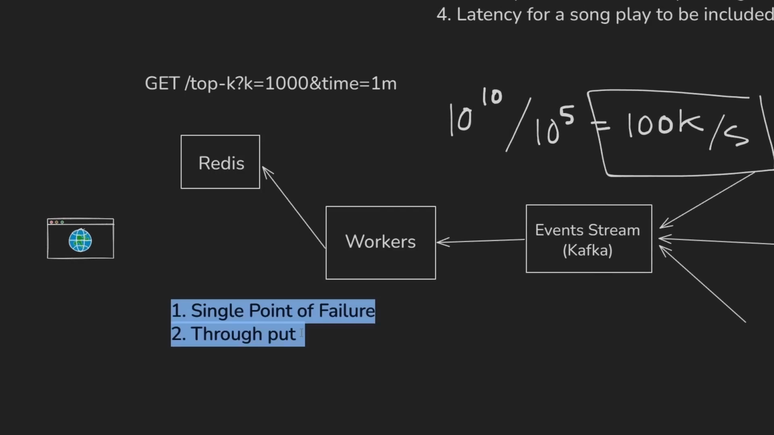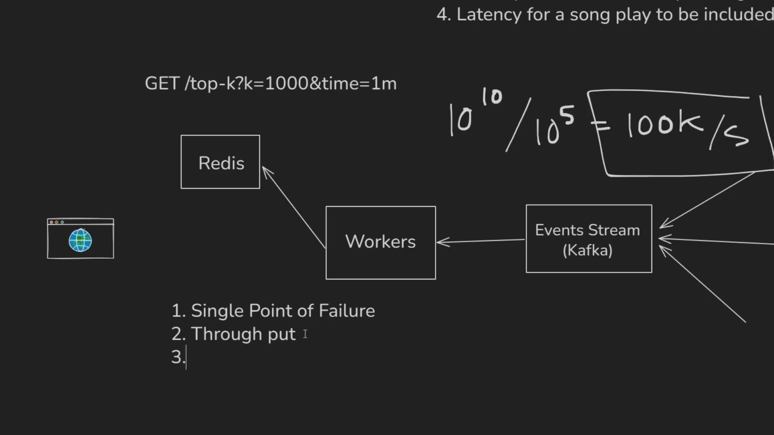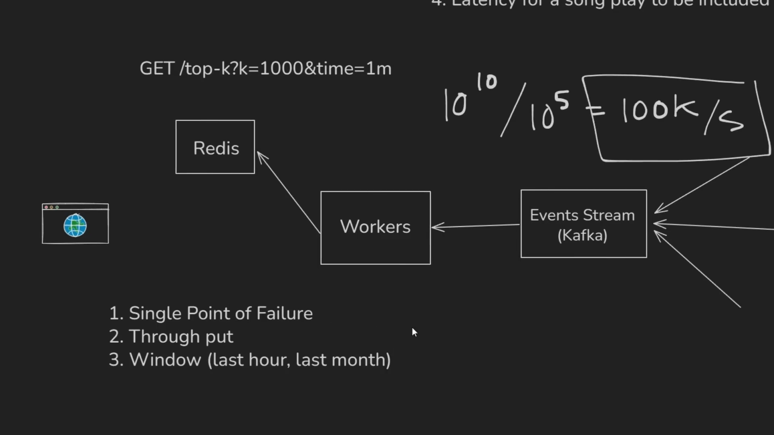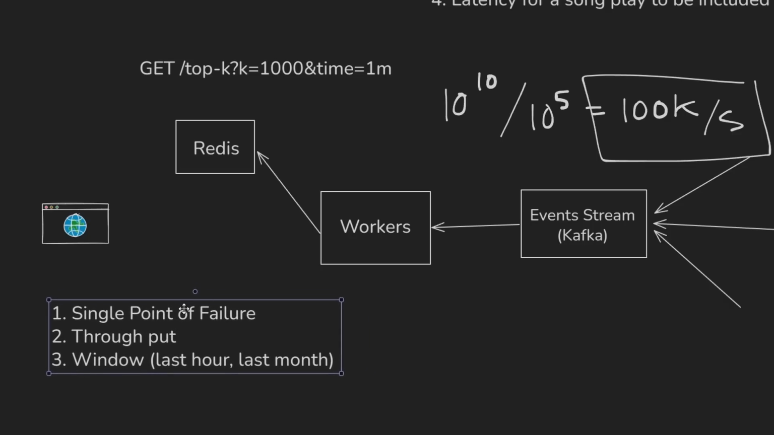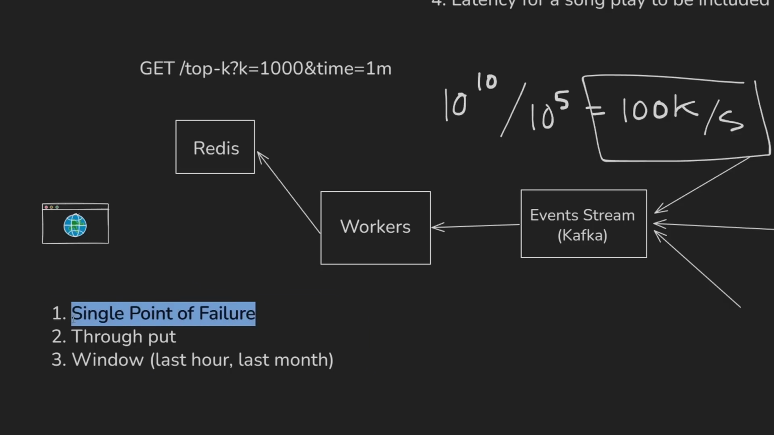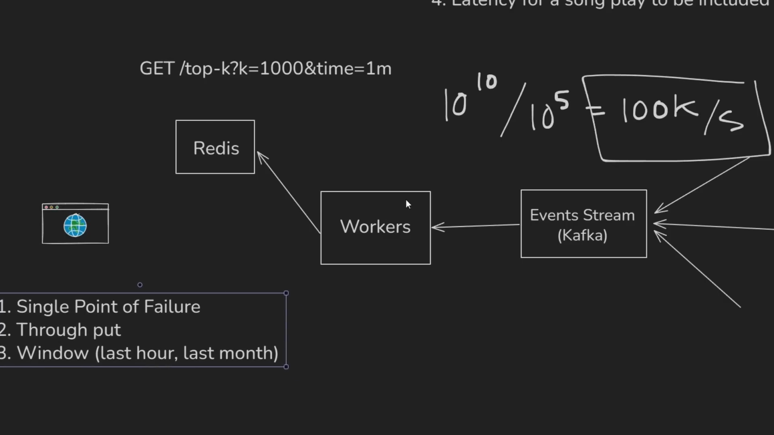And I think probably the other thing worth addressing with this is also, how do we actually handle those windows like last hour or last month? So let's go through these in order. For the single point of failure, I think it's typically the case that we just replicate our service. So we'll have a replica that is doing the exact same thing. And just to illustrate that, I'll create a few more boxes that will be slightly overlapping.